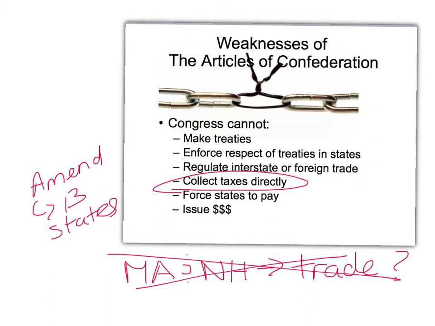Article 3 of the Articles of Confederation established a league of friendship among the states. No national government was actually intended.